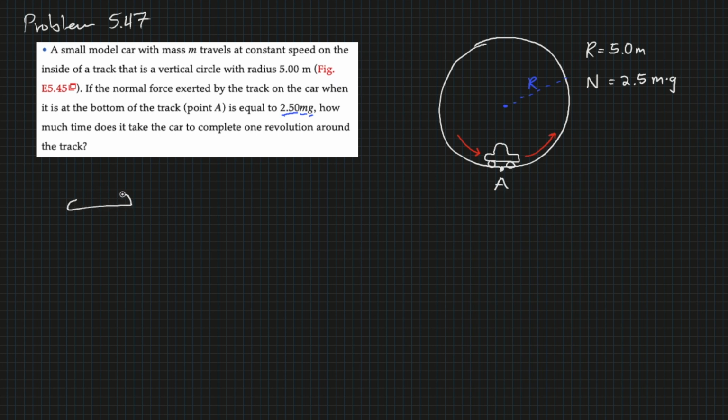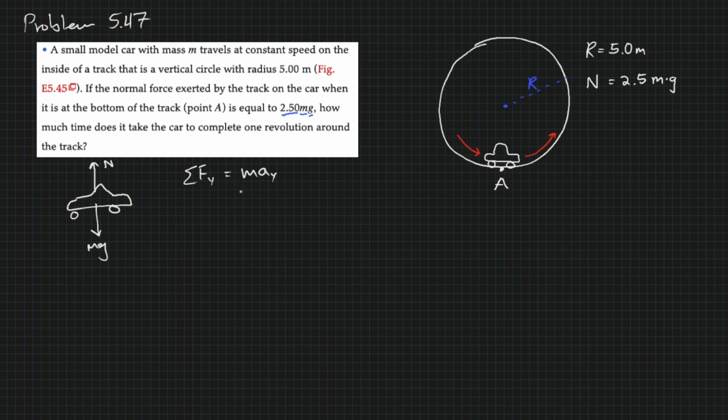And so I'll draw a car like this. It's got a weight, and so it's got mg going straight down. It's got a normal force going straight up, and that's pretty much it. That's all that's really happening right now. So let me write out my equation. It seems like the only thing I can really do is sum up all the forces in the y direction is equal to the mass of the object times the acceleration in the y direction. Okay, so seems pretty straightforward here.